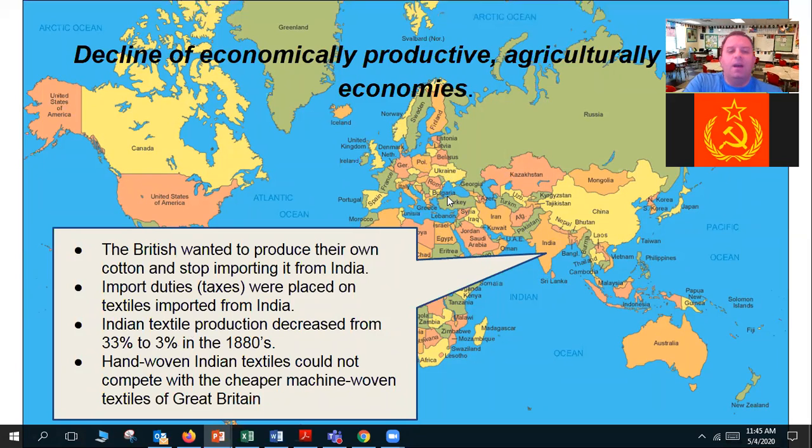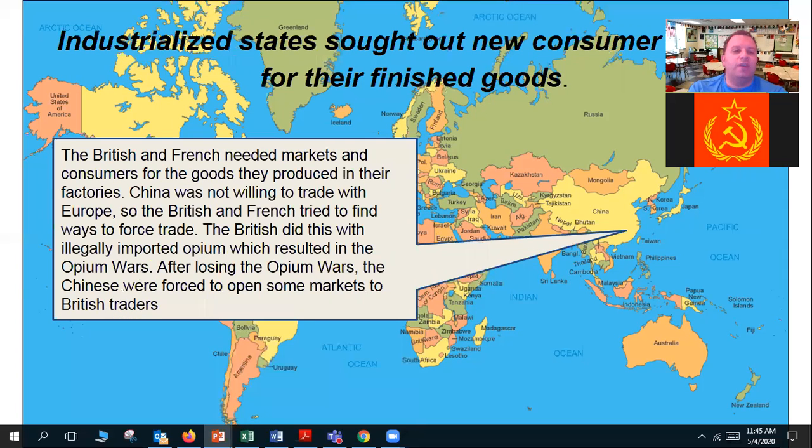Unfortunately, however, the cheaper textiles of Great Britain are not of the same quality as the hand-woven Indian textiles, but the British cotton is a whole lot cheaper. And so you have a difference between the quality versus the price that you're going to pay. It's the idea that you get what you pay for.